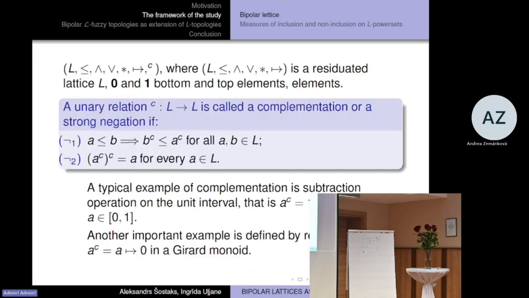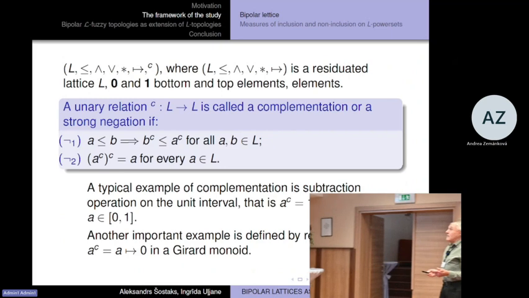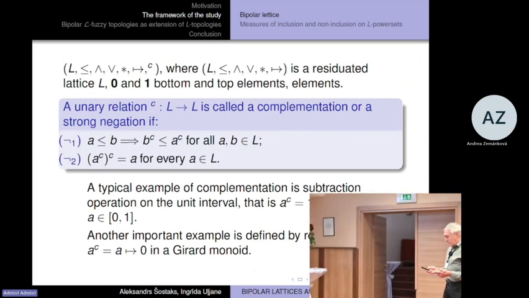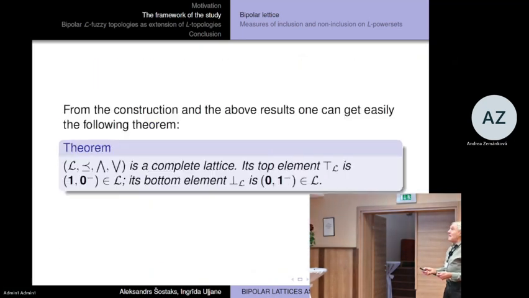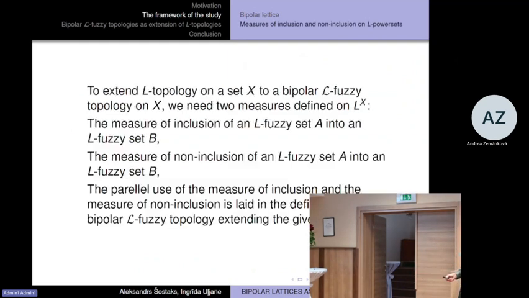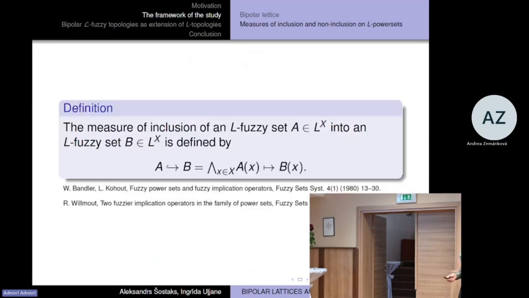Union and complementation can be defined. Here are some comments on how we will use this lattice. This part is for positive evaluation, and this part for negative evaluation of, in our case, the open degree of a set. Here are comments on what I already told.